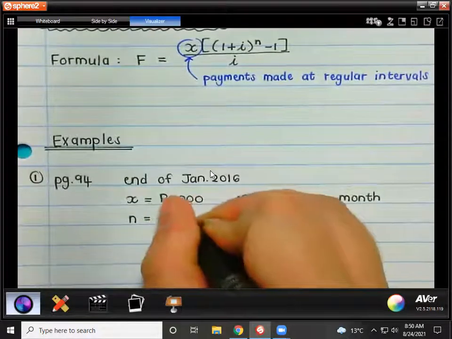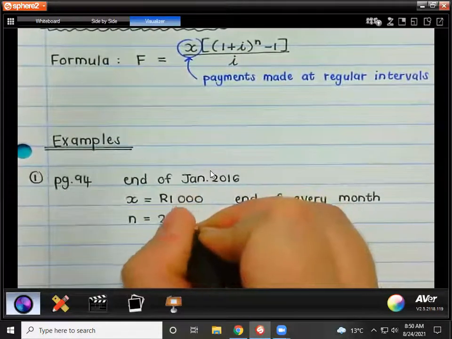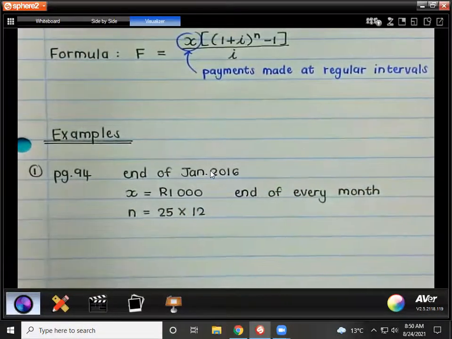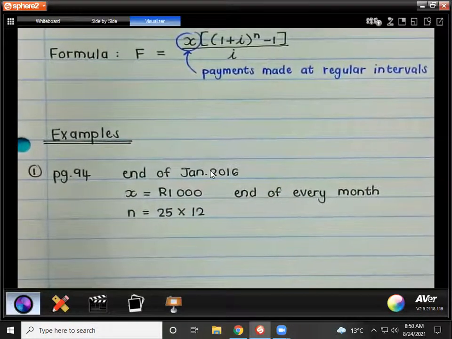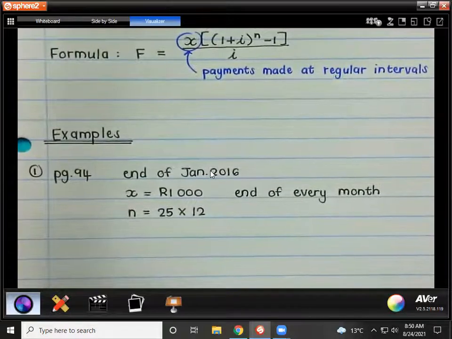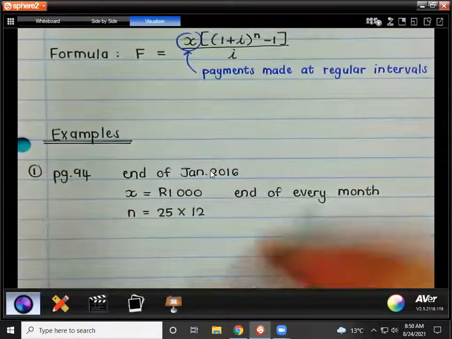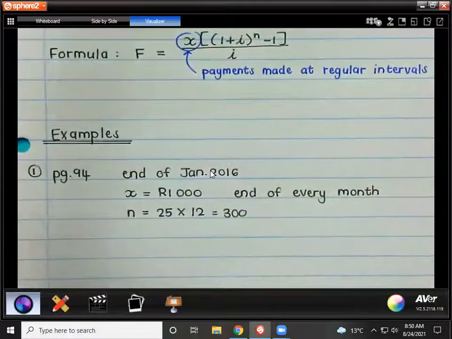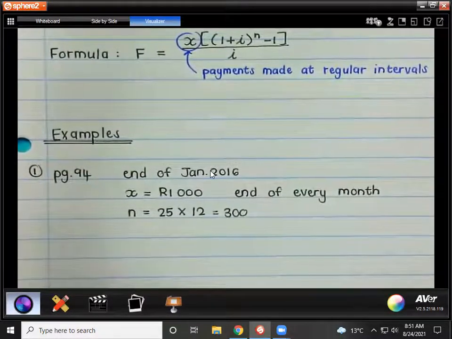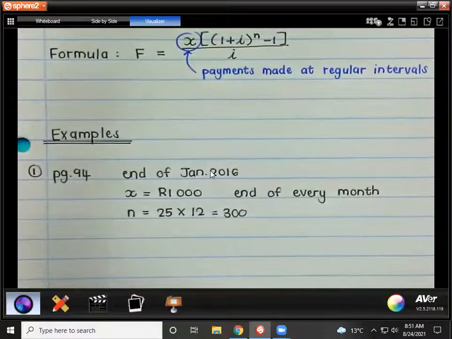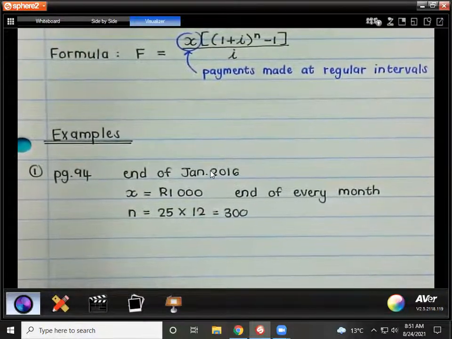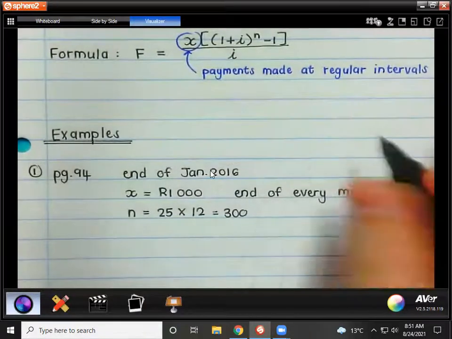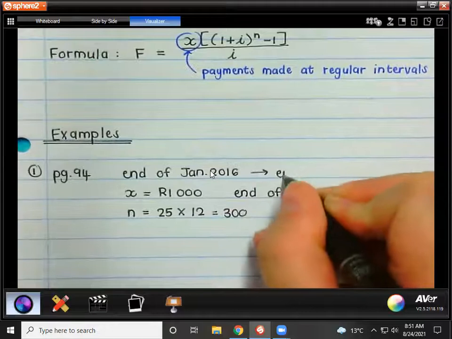So what is our N going to be? If he's paying it in every month, it's going to be 25 times 12. What is that? I suppose I should know that. But is it 400? 300. Good guess though. Okay, 300. Calculate the total amount of money accumulated into the fund at the end of 2040. All right, so they could have just given us that information.